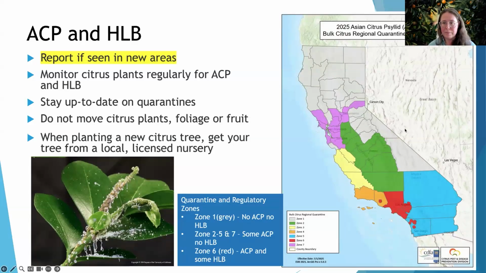The gray area on the map, which is Zone 1, shows areas where neither the psyllid nor the disease have been detected. All of the other colors, besides red and gray, or zones 2 through 5 and zone 7, are areas where the psyllid has been found, but not the disease. So just to sum up, Huanglongbing has only so far been found in this red area down in Southern California.